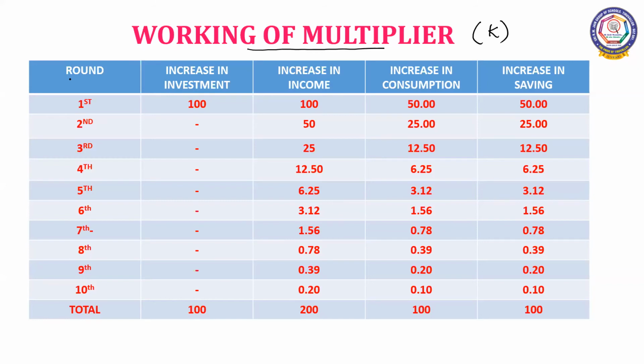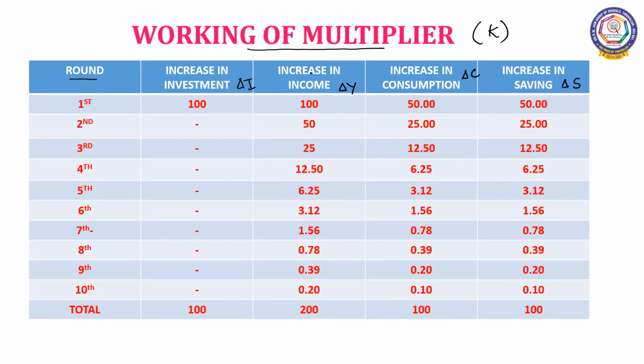The first column is the round, and the second one is the increase in investment denoted by delta I. Increase in income is delta Y. Increase in consumption is delta C, and increase in saving is delta S. The multiplier mechanism is based on the fact that one person's expenditure is another person's income. When an additional investment is made, income increases many times more than the increase in investment.